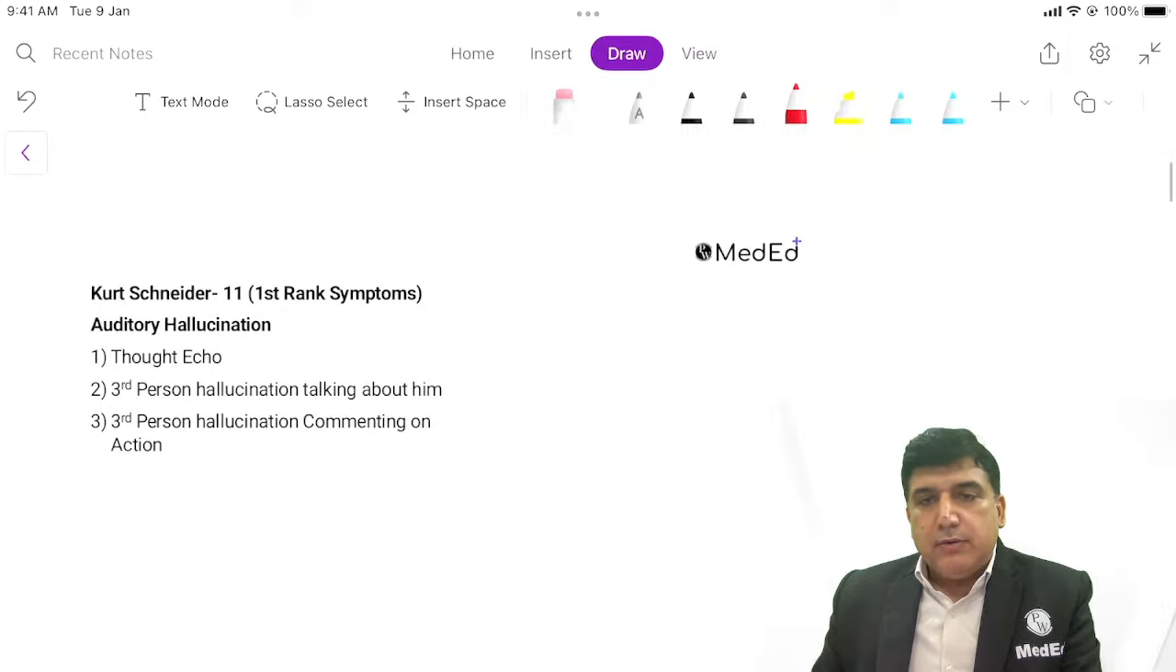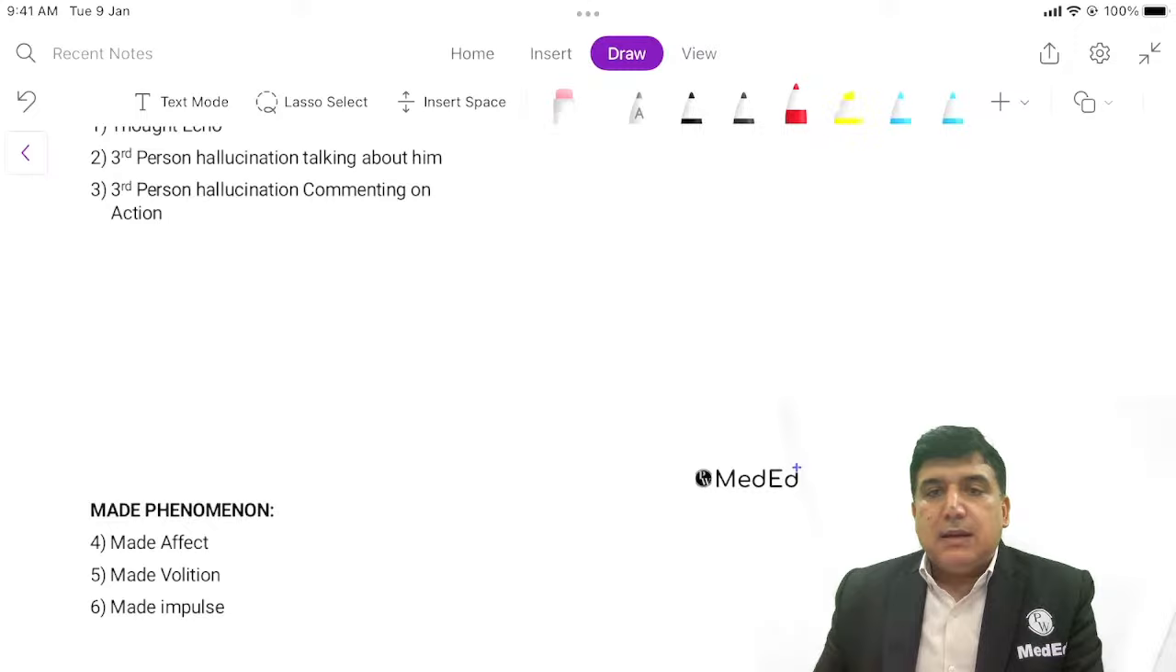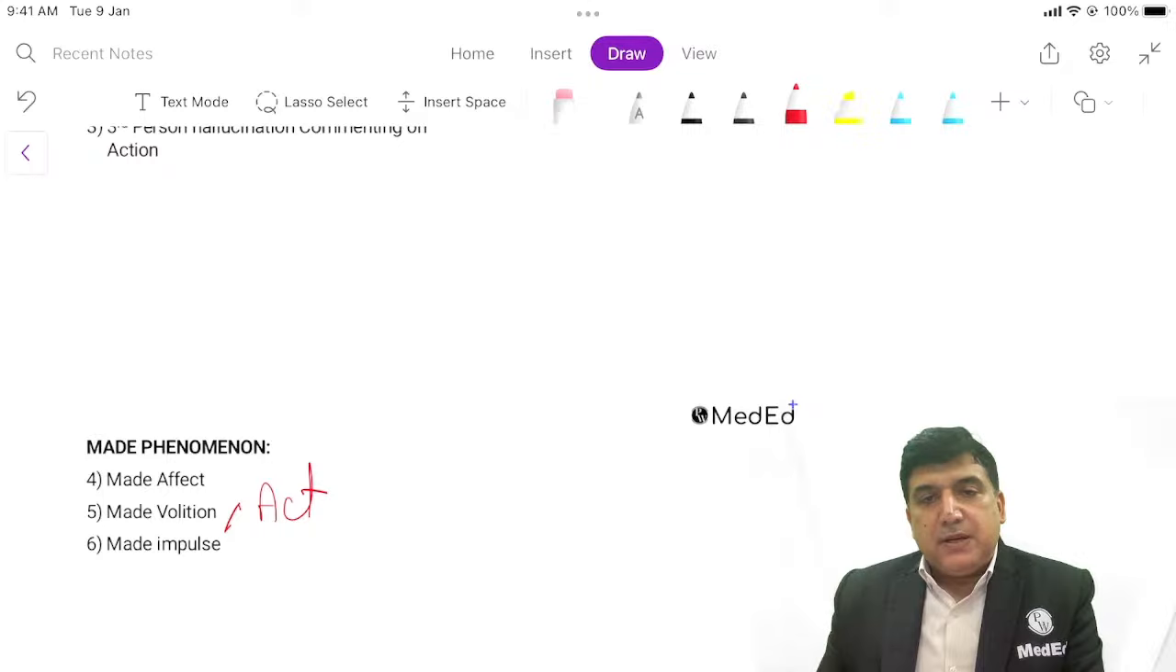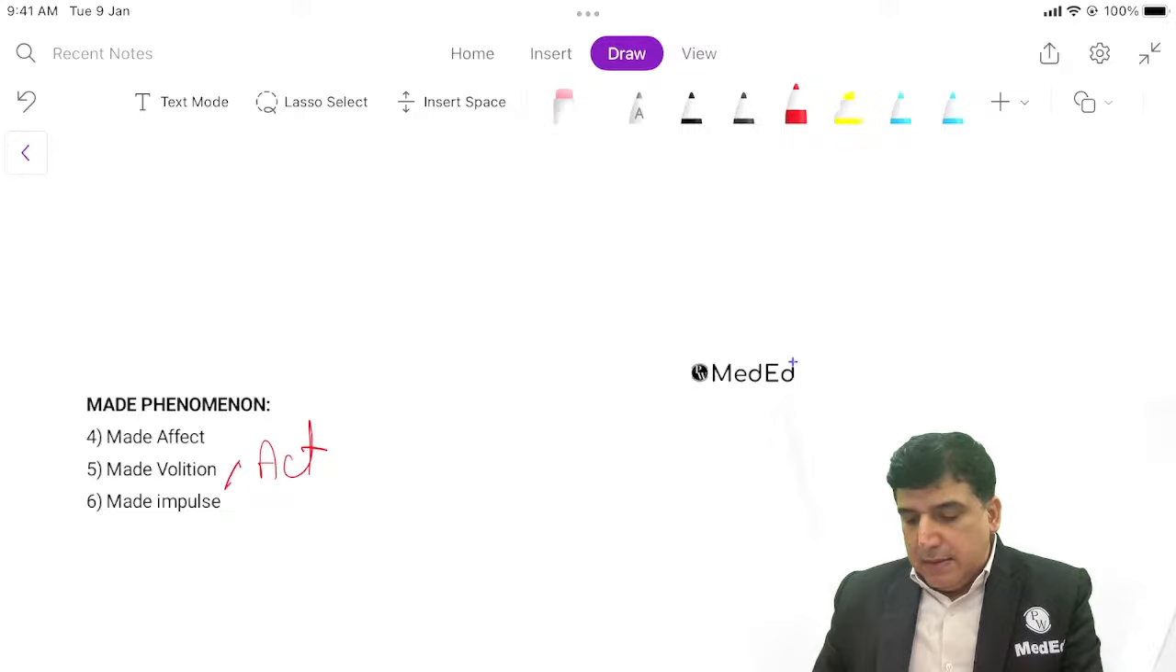I hope you have already gone through these 11 symptoms. Number one, thought echo; third person hallucination talking about him; third person hallucination commenting on the person's action, like a running commentary. There are three mad phenomena. Mad affect: the patient feels somebody is controlling his emotion or affect. Mad volition, or mad act: the patient is doing some action but says somebody is forcing me to do it. Mad impulse: the patient feels urges to do something although they don't want to do it.